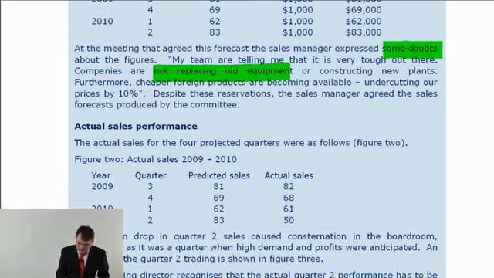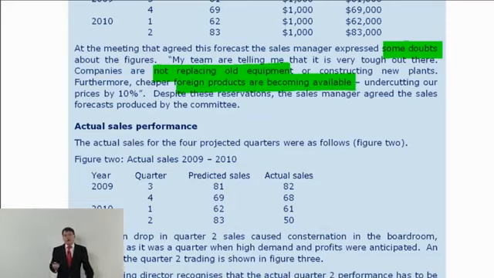Not only that, there are some foreign products that are becoming available. That means they're going to buy somebody else's stuff instead of ours. Both of those that I've highlighted in green would both affect our sales volume. Now, the second one, foreign products are becoming available.